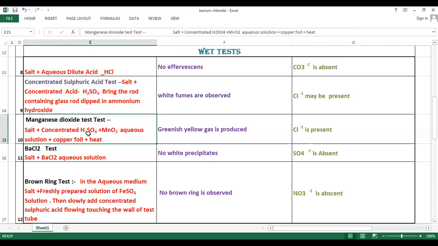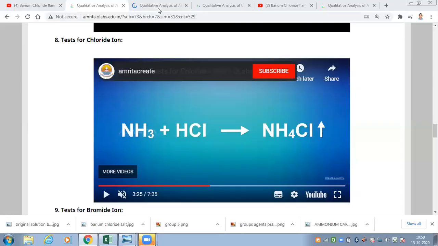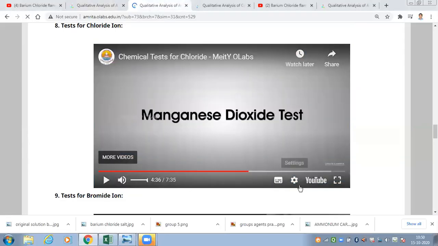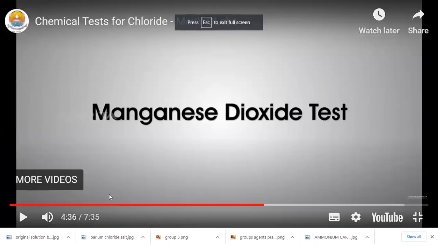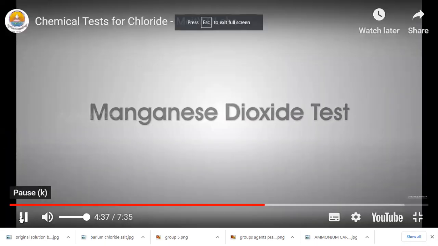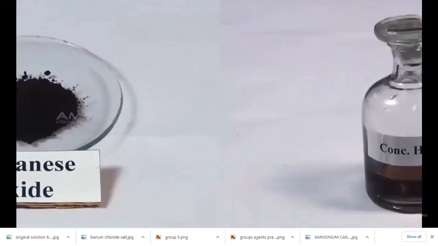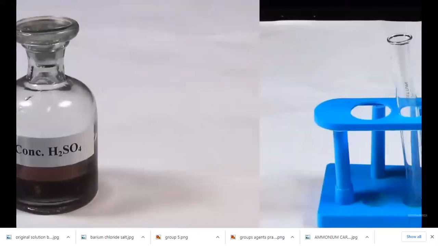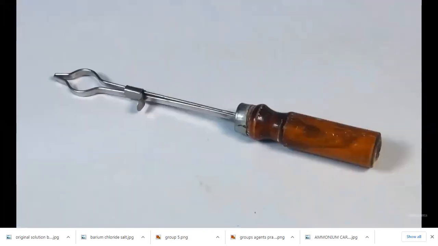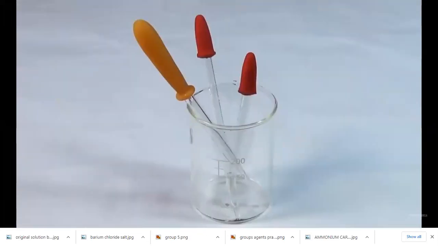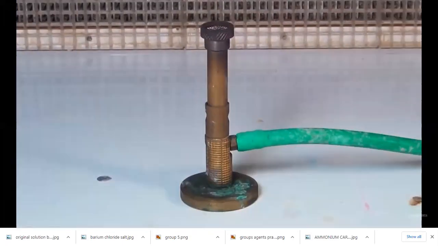Now, my dear students, we are going to study the manganese dioxide test. So, let us have a look at the manganese dioxide test. Let us study how we perform it. Materials required for this test are the original salt, manganese dioxide, black in color, concentrated sulfuric acid, and various test tubes, a test tube holder, spatula, and droppers, and a Bunsen burner.